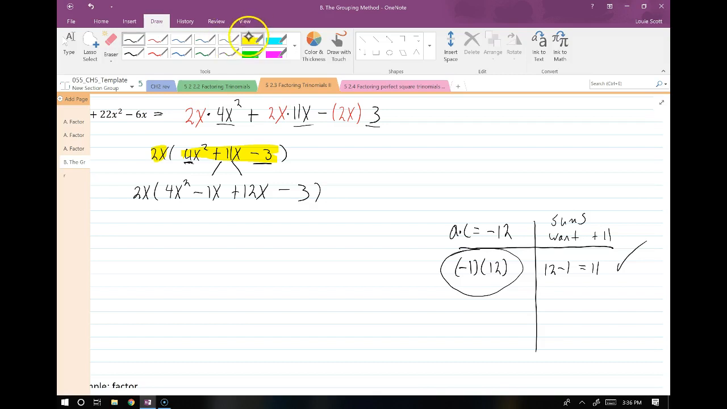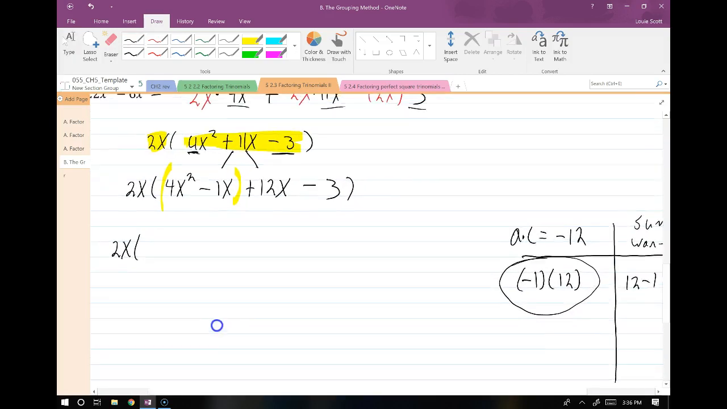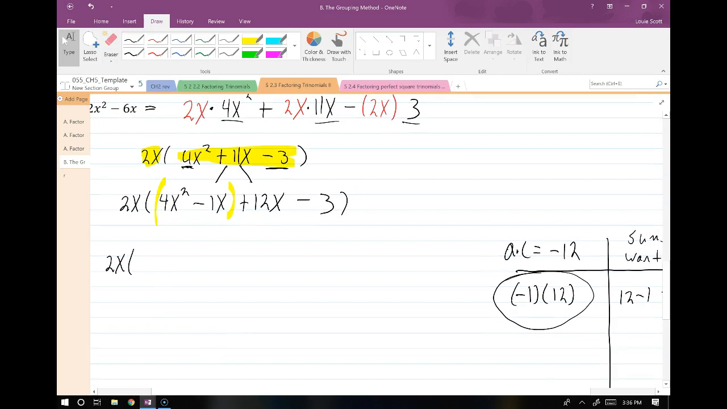Okay, so now that I have these four terms written out, I'm going to go ahead and put my little imaginary brackets around my first two terms. I'm going to write my 2x out front so I don't forget about it. Okay, so what can I factor out of these first two terms? I have a 4x and I have a 1x. What do I factor out? Yeah, just a 1x, right? There's no big coefficients here, but we have an x in each term, so we're going to factor that out. So I write my x out front, and what is left is 4x minus just plain 1.